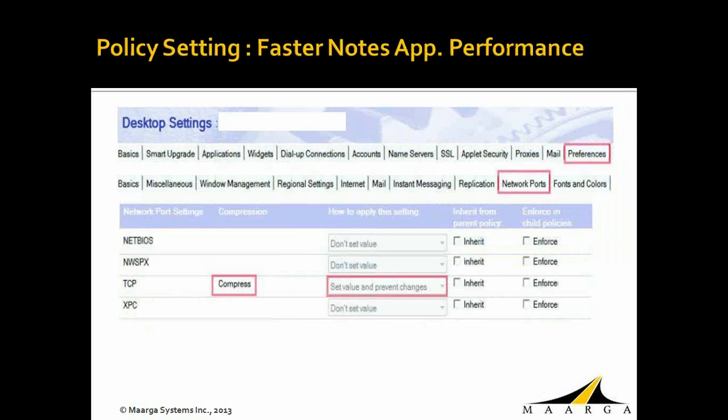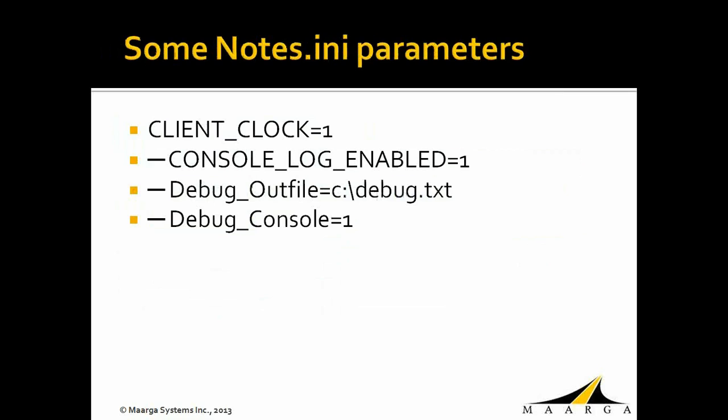Moving on, there is one more policy setting that you can do to improve the Notes application performance. That is to compress the files when using ports, when using databases connected via TCP/IP. You can compress the data so that you can have it retrieved faster and with a better performance.